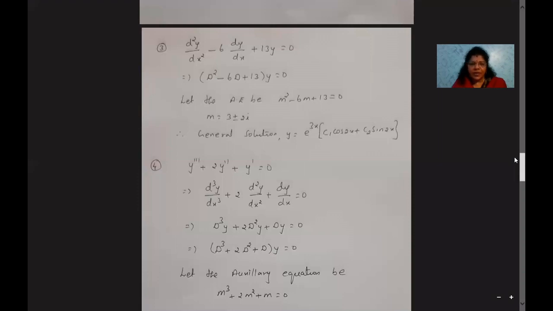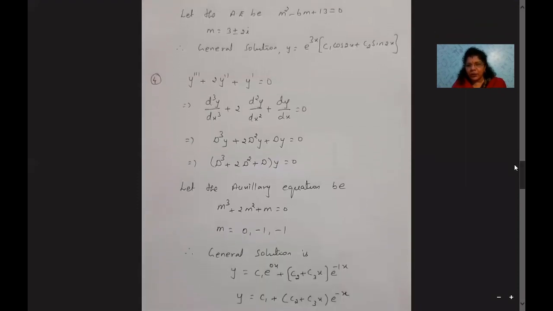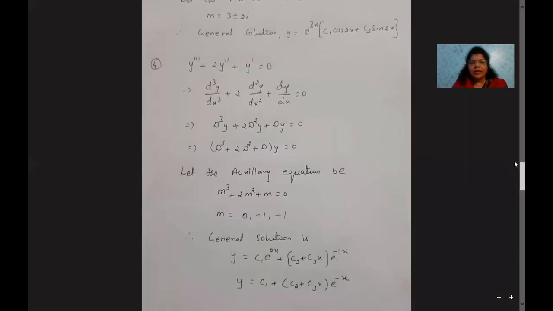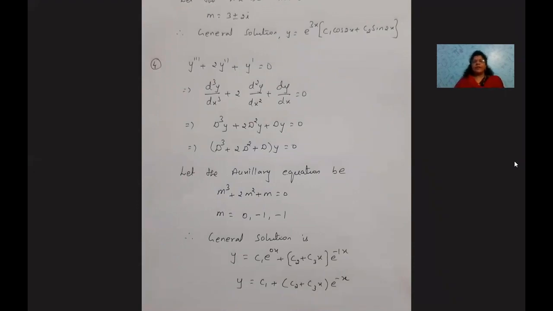So the first 3 problems I have chosen are second order differential equations. Second order differential equation means the auxiliary equation will be second order. When we solve, we get 2 roots, and for the 2 roots, we need to put 2 constants C1 and C2 in the general solution. This is a trick. Now let me go for the third order differential equation.